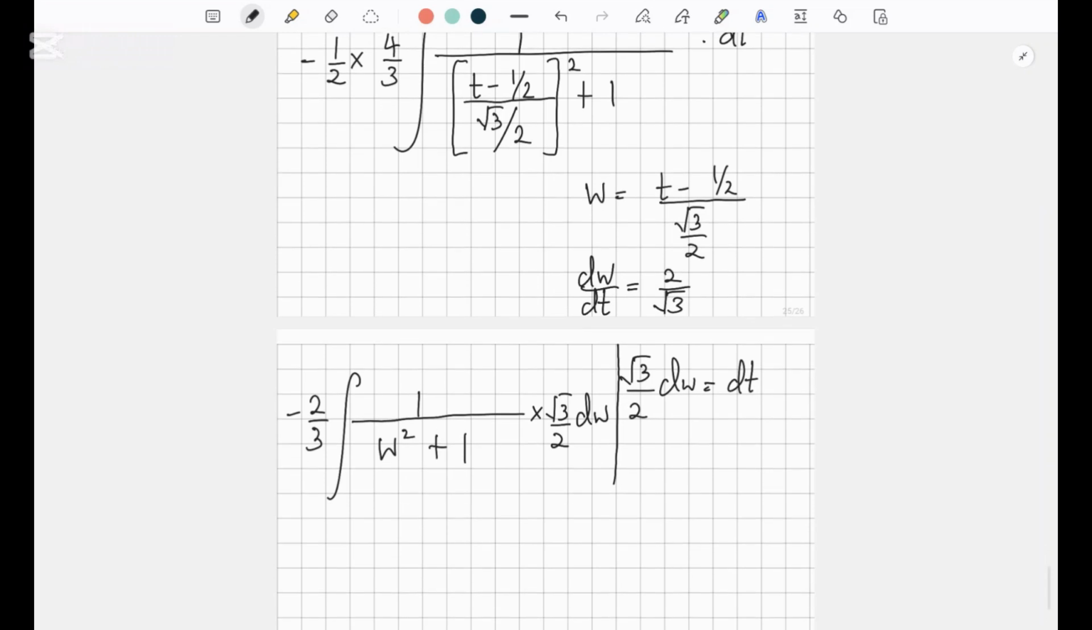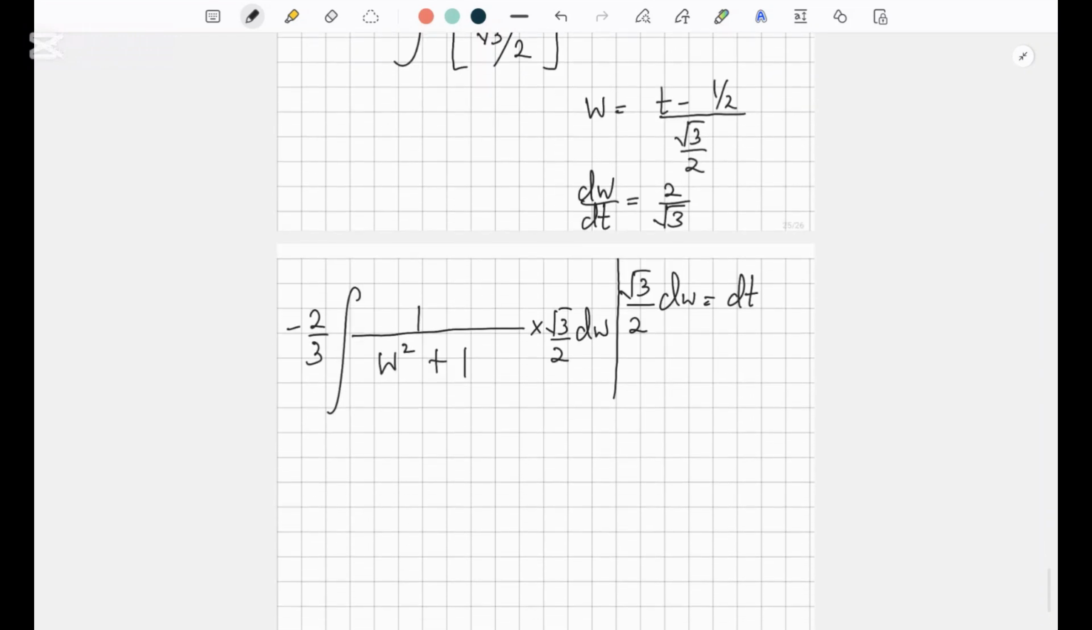Alright, now you can see the 2's will cancel off, so it's negative root 3 over 3, and the integration of 1 over w squared plus 1 is tan inverse w. I've mentioned in my previous videos all the time. If you guys have any doubts with this, please drop a comment. The reason I don't show the methods is because these are basics of integration. You can directly memorize these integrals, but if you guys want me to show it, please drop a comment.